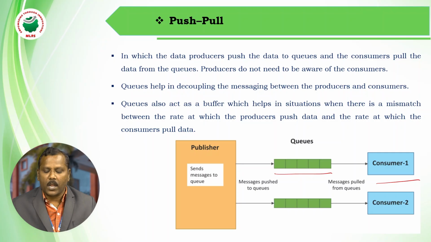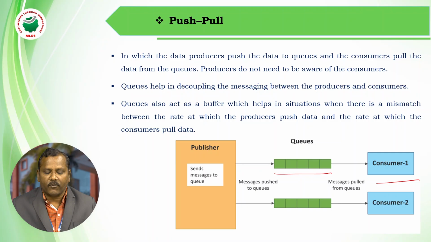So the push-pull model involves publishers and consumers. Between these two, queues are placed for decoupling. Queues are decoupling the messages between the publisher and the consumers. So this is about the push-pull communication model.